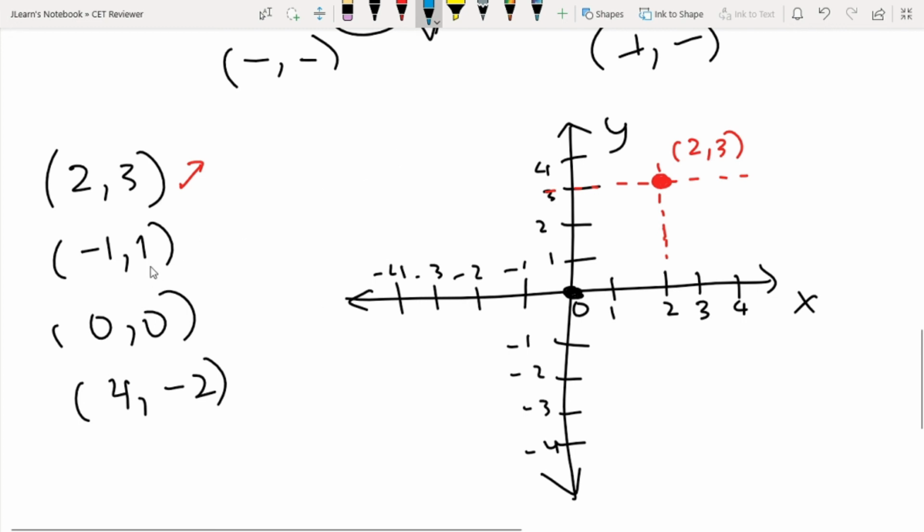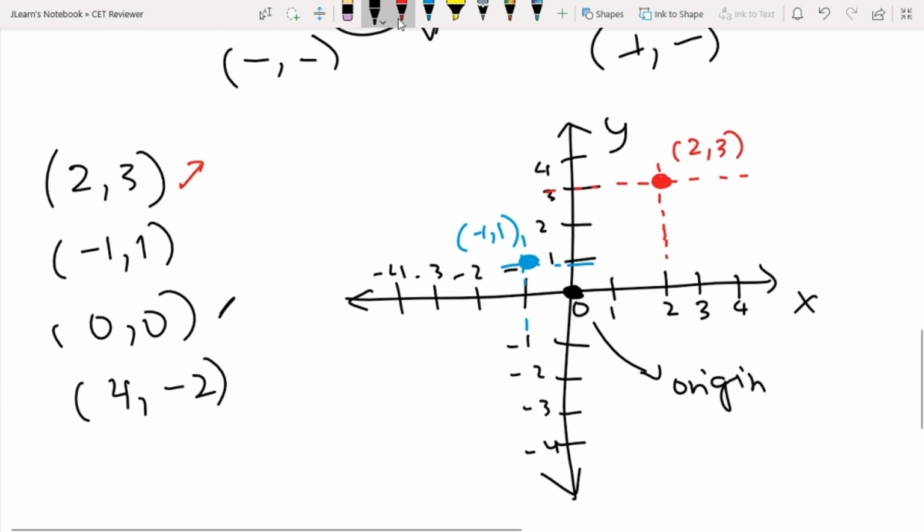Next is (-1, 1). So, ito yung negative 1 sa x. Ito yung 1 sa y. So, connect mo lang sila. Ito na kagad yung point na (-1, 1). Okay? Next is (0, 0). Ito na kagad yung (0, 0). And again, we call this the origin.